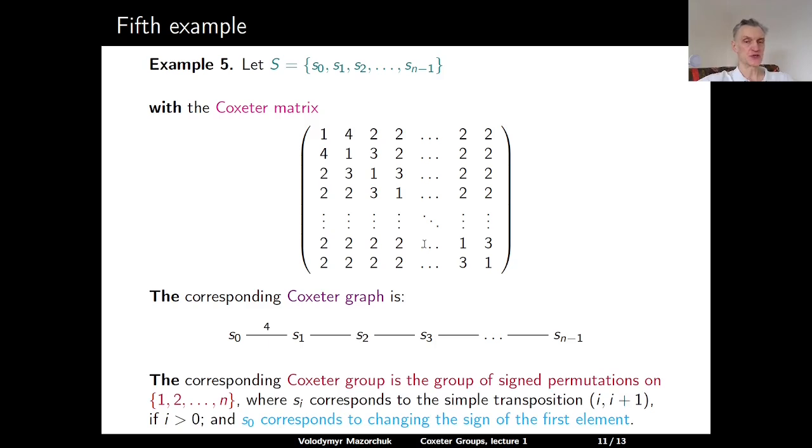The corresponding Coxeter group is the group of all signed permutations on the set 1, 2, and so on, n, so we permute elements and we are allowed to introduce signs. Where Si corresponds to the simple transposition of i and i plus 1, if i is strictly greater than 0, and S0 corresponds to changing the sign of the leftmost element. We get the group of signed permutations, and that's the Coxeter group for this Coxeter graph.